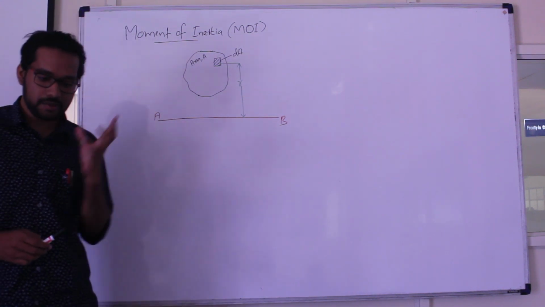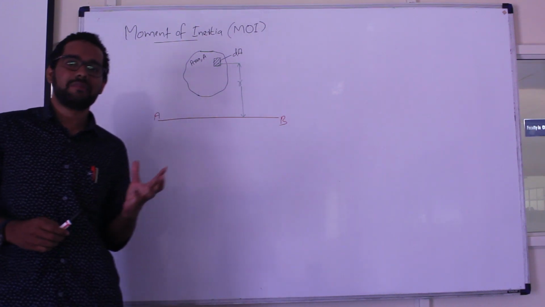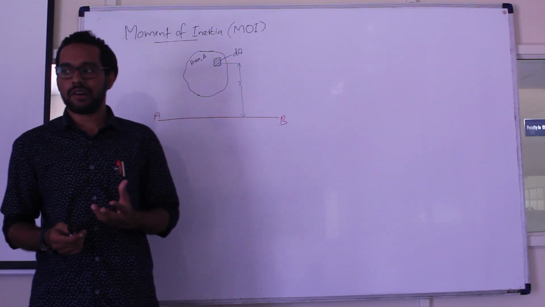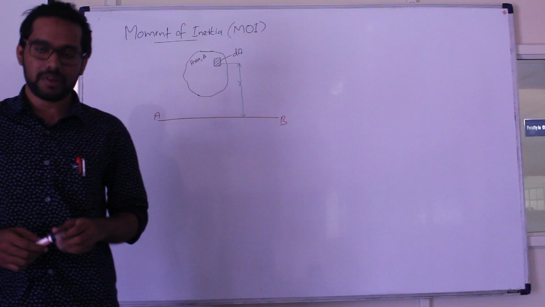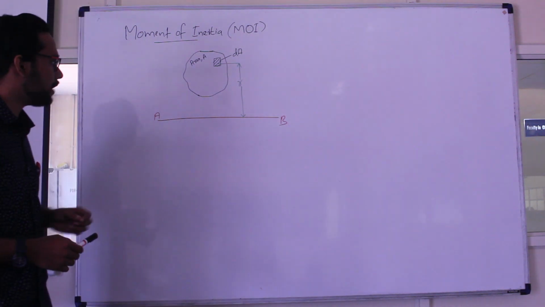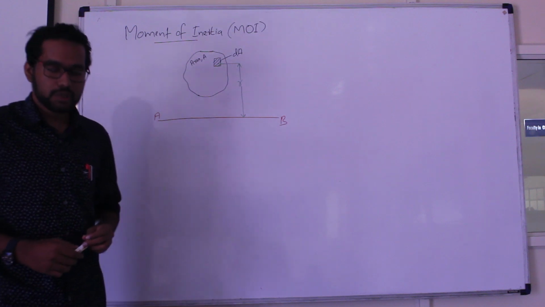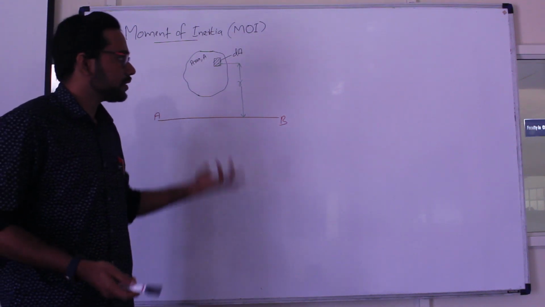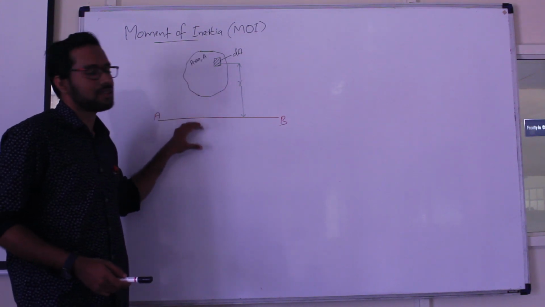Moment of inertia of an area is a purely mathematical term which gives you a quantitative estimation of the relative distribution of an area about some referral axis. So what does it mean? It means that if you have an area A and there is an axis AB, the moment of inertia gives you the relative distribution of this area about this referral axis.